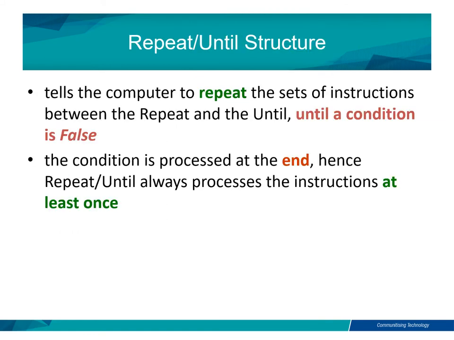Now we move on to the second type of loop, which is the repeat until structure. This loop will tell the computer to repeat the set of instructions between the repeat and the until a condition is false. The condition is processed at the end, hence repeat until always processes the instructions at least once. So this loop will execute all the statements in the do while at least once before it does the checking for the loop.